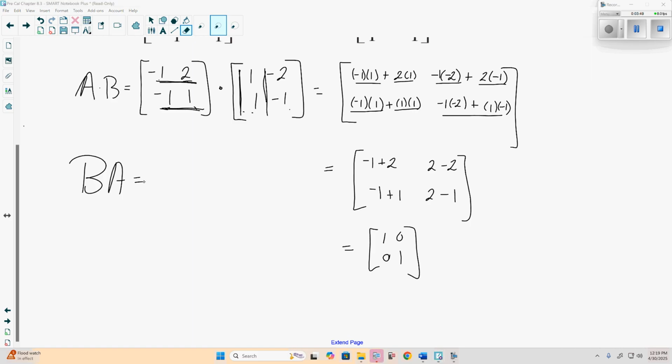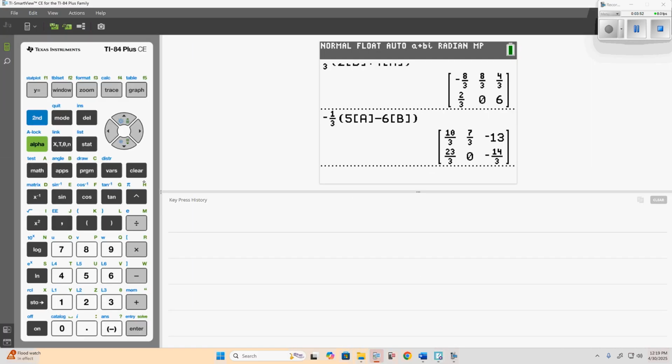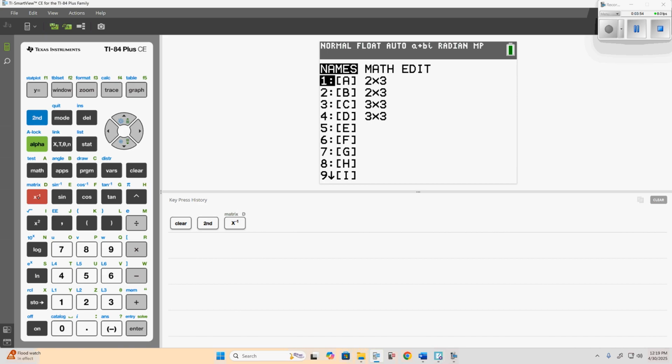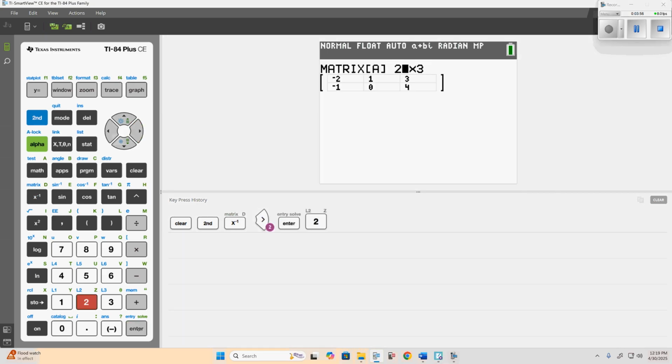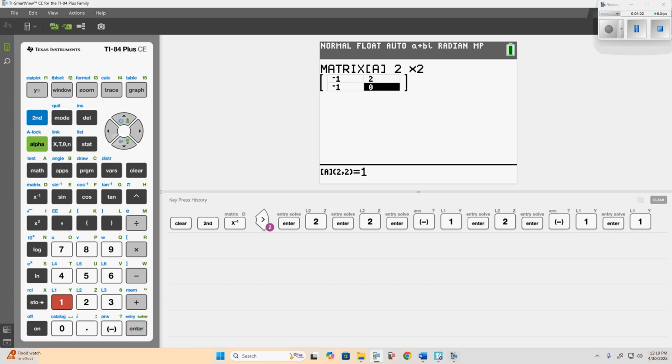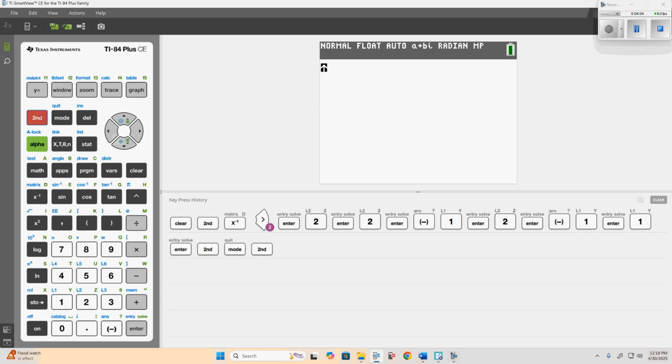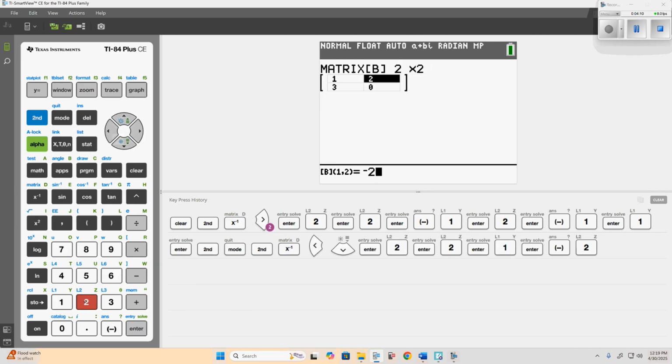We can also use the graphing calculator to show that they're inverses. So we go second matrix over to edit. Our first one's a 2 by 2: negative 1, 2, negative 1, 1. Second click, second matrix. We'll put the second one in matrix B.